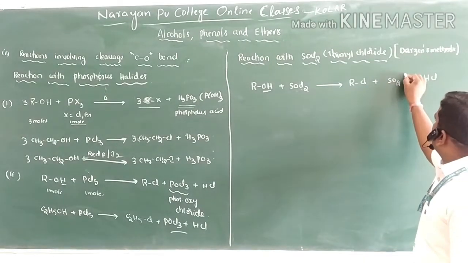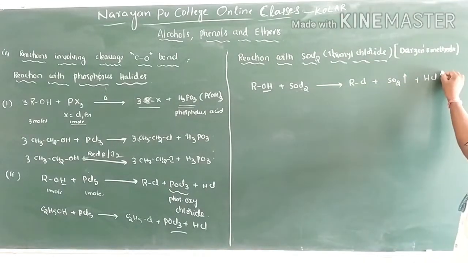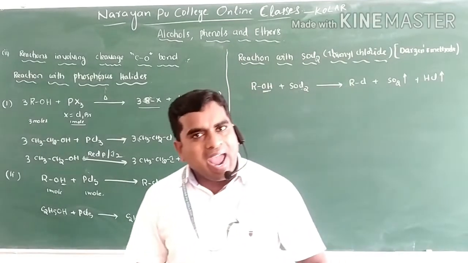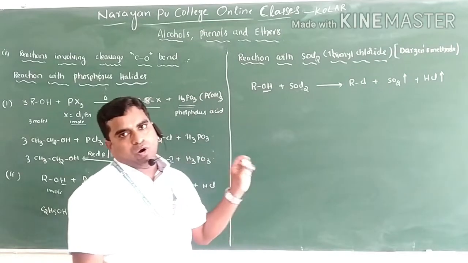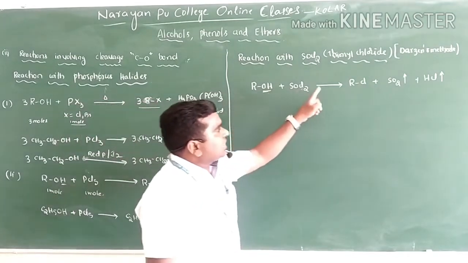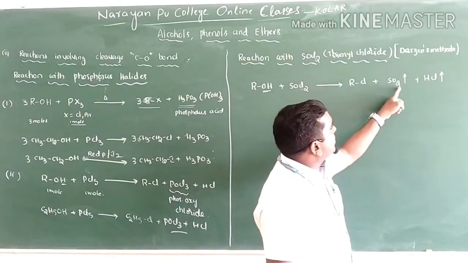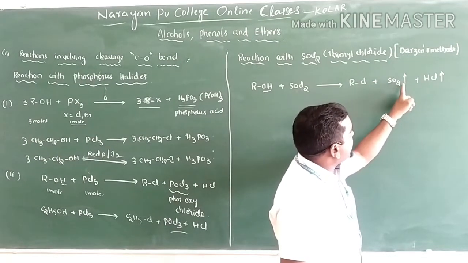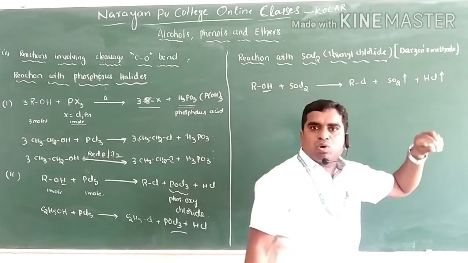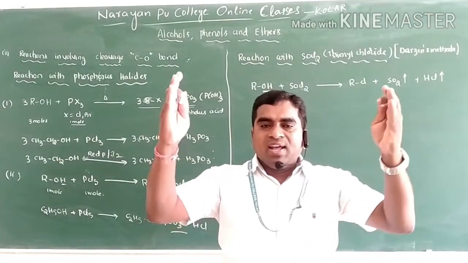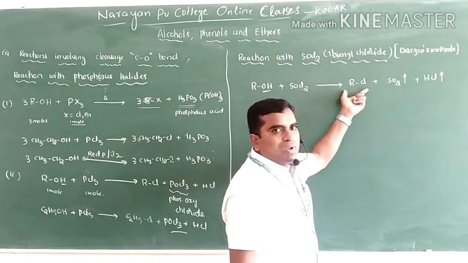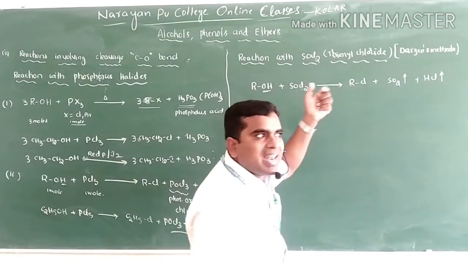And this is the very convenient method to prepare alkyl halides from alcohol. Why? Because the products formed in this reaction are SO2 and HCl. Both are gases, so they can easily escape from the reaction mixture, and you will get very pure alkyl halides.